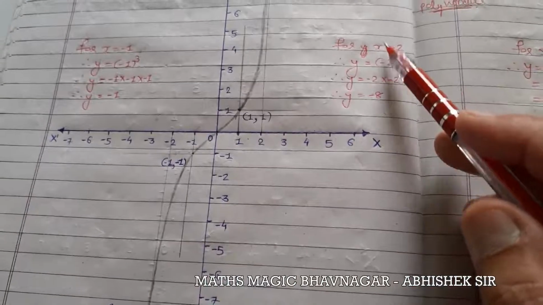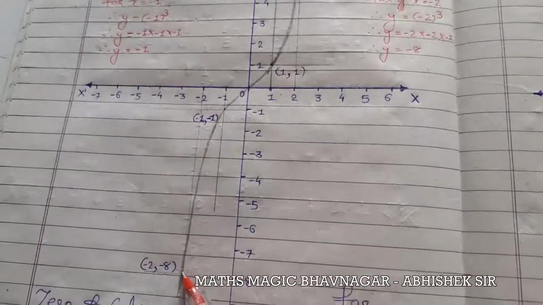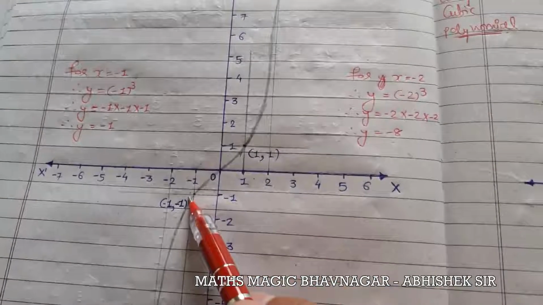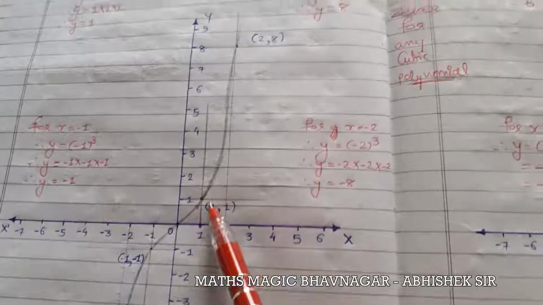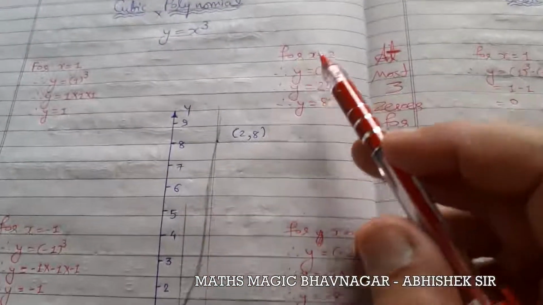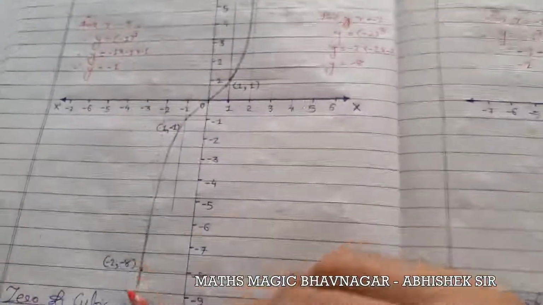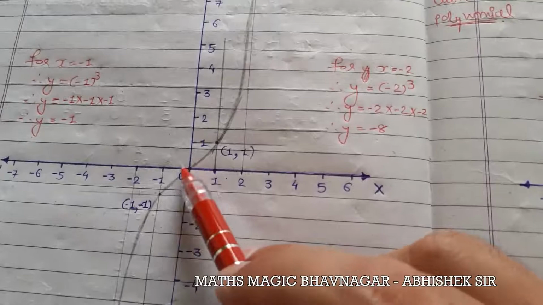That is, x is equal to minus 2, y is equal to minus 8. When we plot this point, we will get this point here. Then minus 1 comma minus 1 here. Then 0 comma 0. Then 1 comma 1 we are putting here, and 2 comma 8. So when we join this graph, we are getting only one point of intersection with the x-axis of the graph.